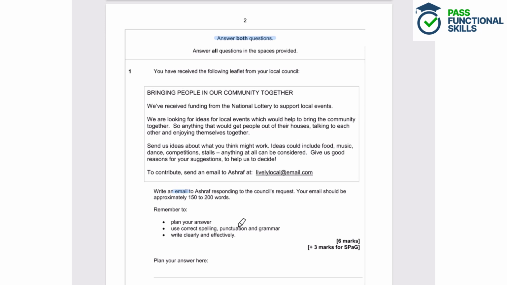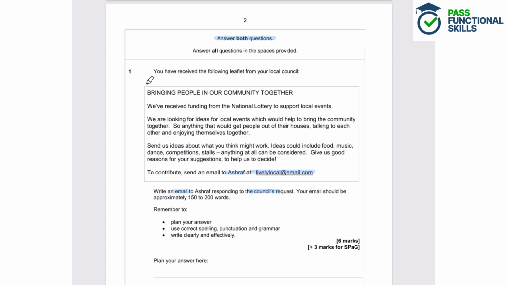We also need to consider the audience. So in this case, we need to send an email to Ashraf, and we have been given an email address to send this email to. So make sure that you are using that in your answer and addressing Ashraf personally. So our audience is a member of the council because it is a request from the council. So make sure that you're writing formally in order to respond to this request.